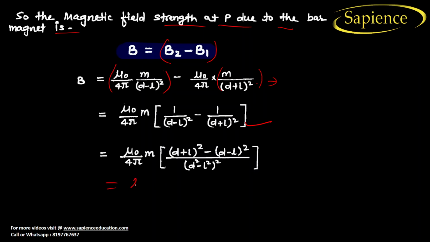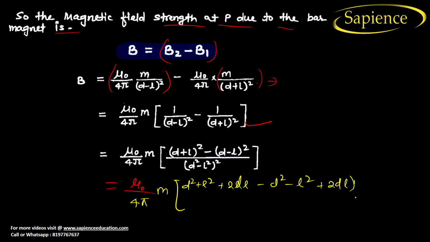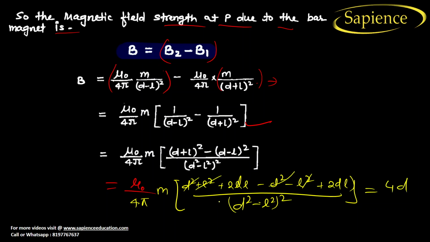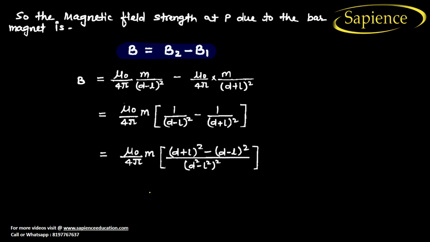This will be mu naught by 4 pi into m into d square plus L square plus 2dL minus d square minus L square plus 2dL, divided by (d square minus L square) whole square. So this got cancelled out, and finally this is your 4dL. I hope you have understood this. You can do it yourself also.